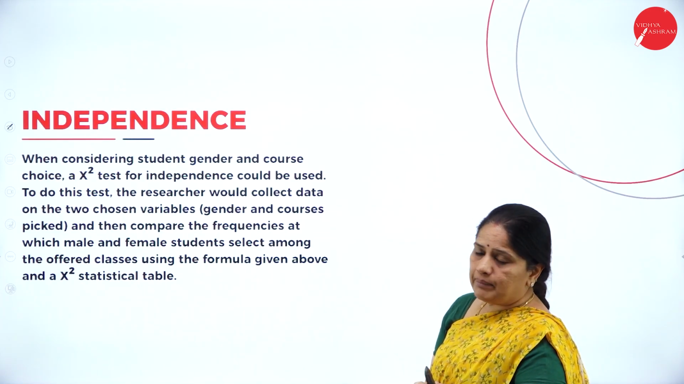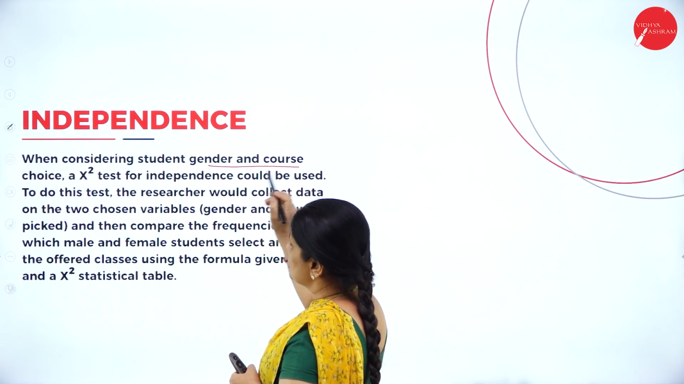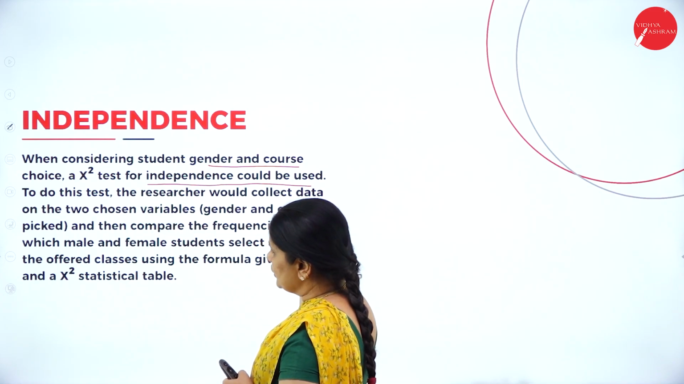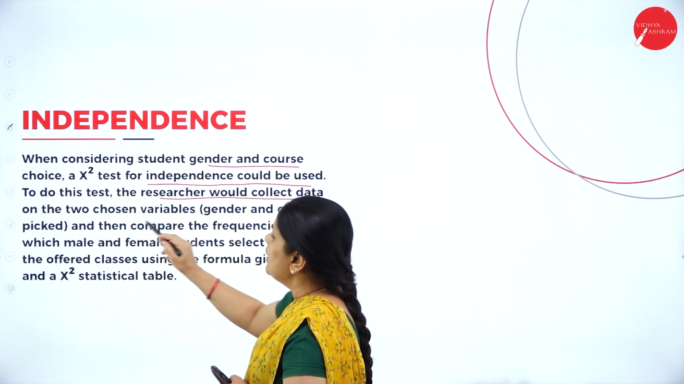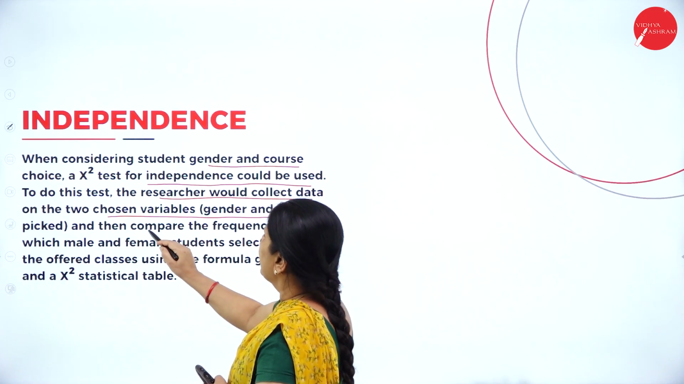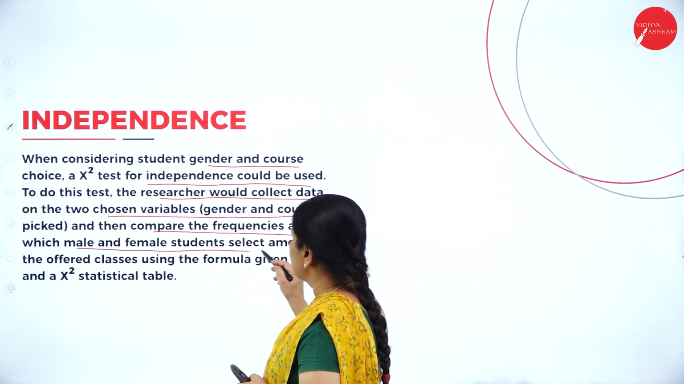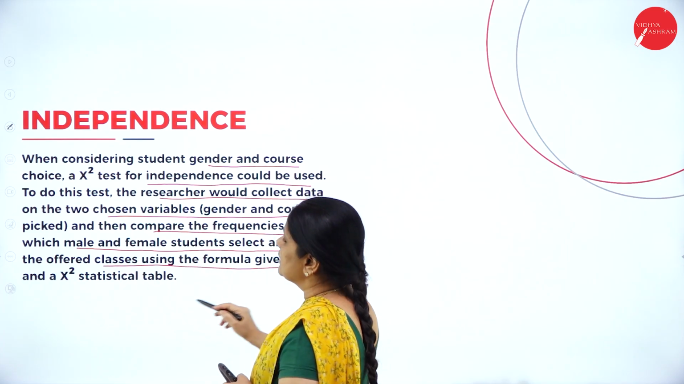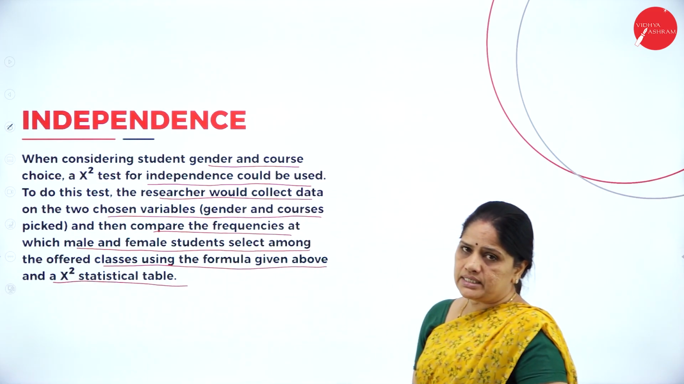Next is independence. When considering student gender and course choice, a chi-square test for independence could be used. To do this test, the researcher would collect data on the two chosen variables, the gender and courses picked, and then compare the frequencies at which male and female students select among the offered classes using the formula given above and a chi-square statistical table.